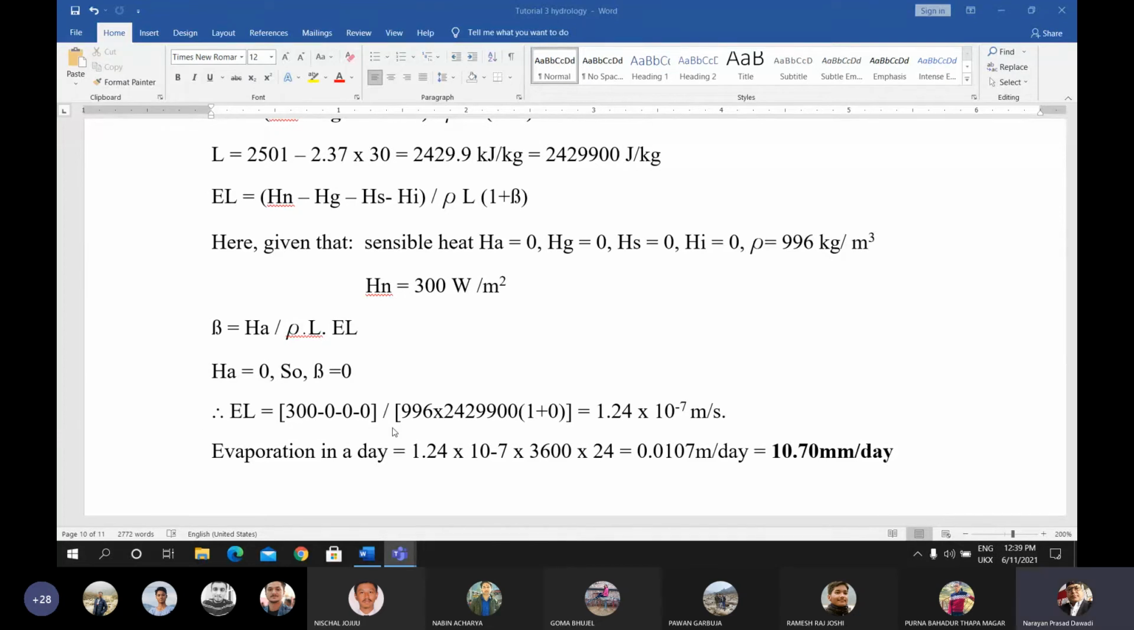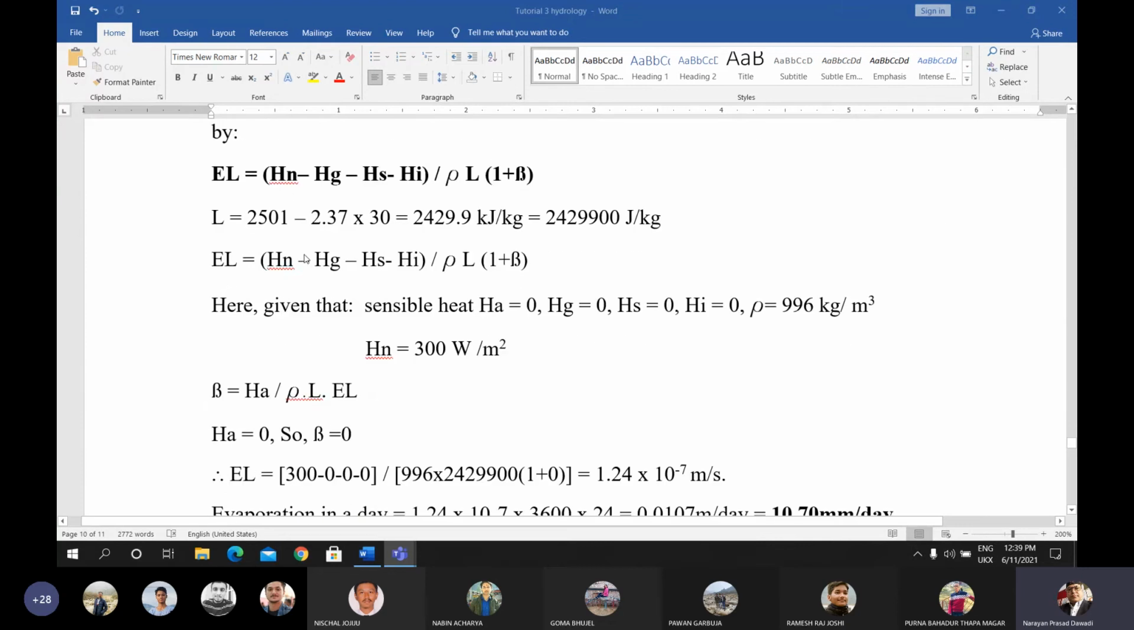And this beta value can be calculated by this equation, but we have the Ha value as 0, so beta is 0. Beta value is 0. Now evaporation loss can be calculated by using this formula: (Hn minus Hg minus Hs minus Hi) divided by rho L (1 plus beta). This formula is used. Okay.